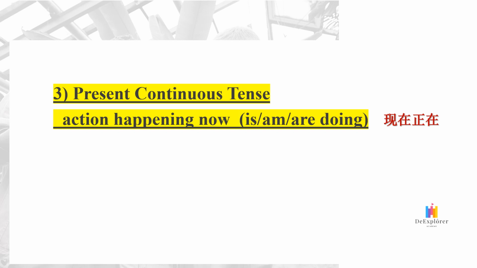Okay, and I hope you can remember who uses am, are, and is. I am, you are, we are, they are. He is, she is, it is. So please remember is, am, are. You can only use one. 不可以全部一起用. Okay, if you say I, then you say I am doing. You say she is doing. They are doing. Okay, alright. So action happening now means 现在正在.